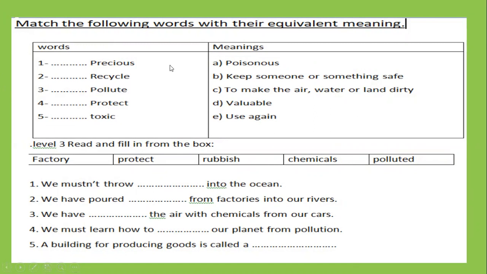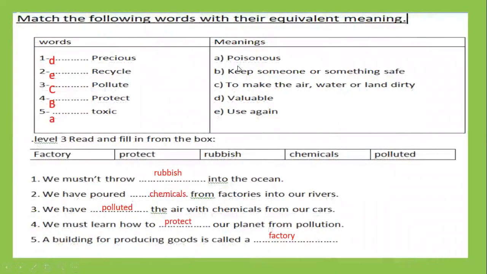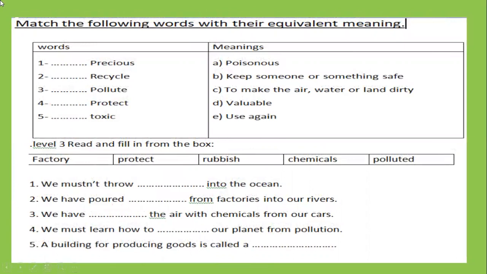Protect means to keep someone or something safe. Number 5, toxic. Toxic means poisonous. So these are the answers. Number 1, D. Number 2, E. Number 3, C. Number 4, B. And number 5, A. We have another question here.